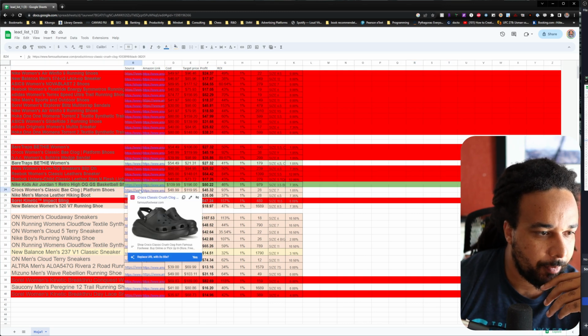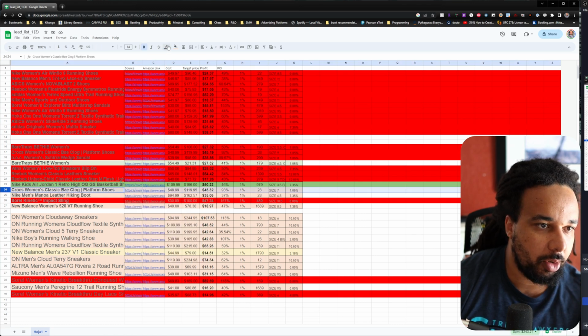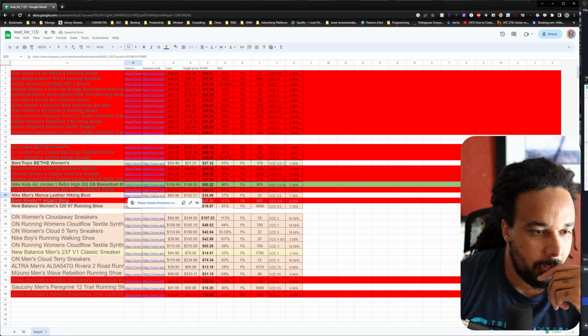Backlog once again. Not the same product. Look at the heel. Here we go. Red. Next one.